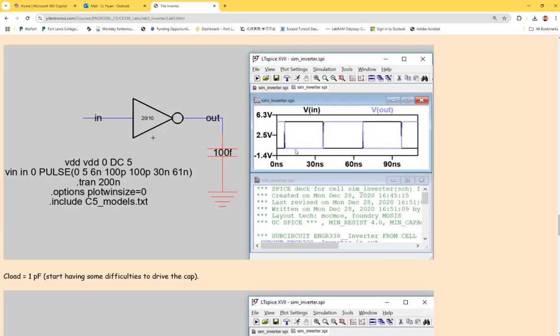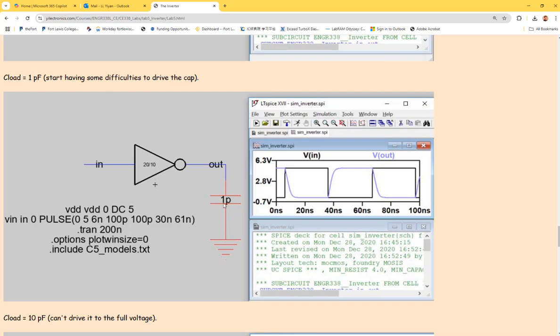Okay, but the thing is, you can charge up to VDD and also discharge down to ground. So which means this combination of the CMOS, PMOS, and NMOS is able to drive it. So it's able to drive this 100 femtofarads capacitor, no problem.